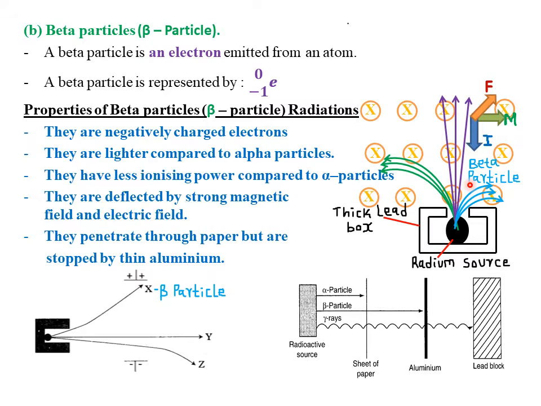So current moves from the positive terminal towards the negative terminal, while electrons move from the negative terminal towards the positive terminal. So because beta particles are simply electrons and the electrons are moving from the radium source, it simply means the current is moving towards the radium source.